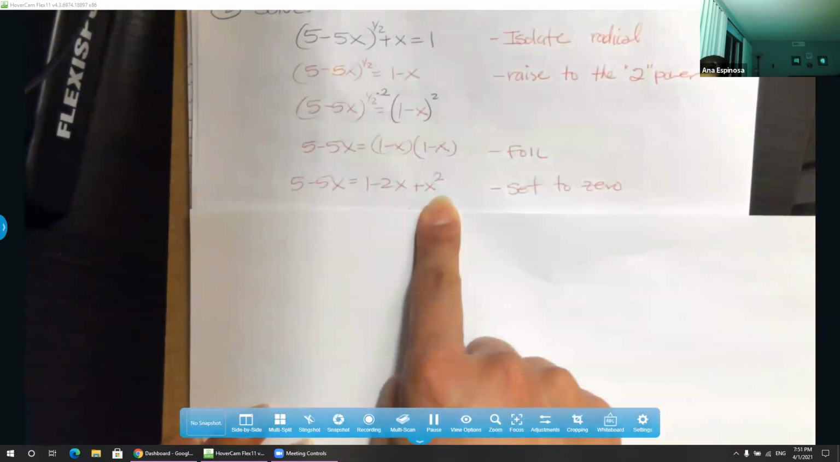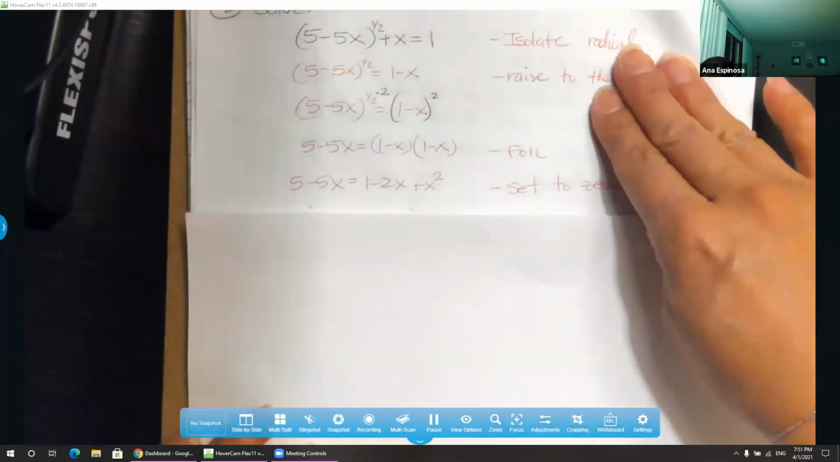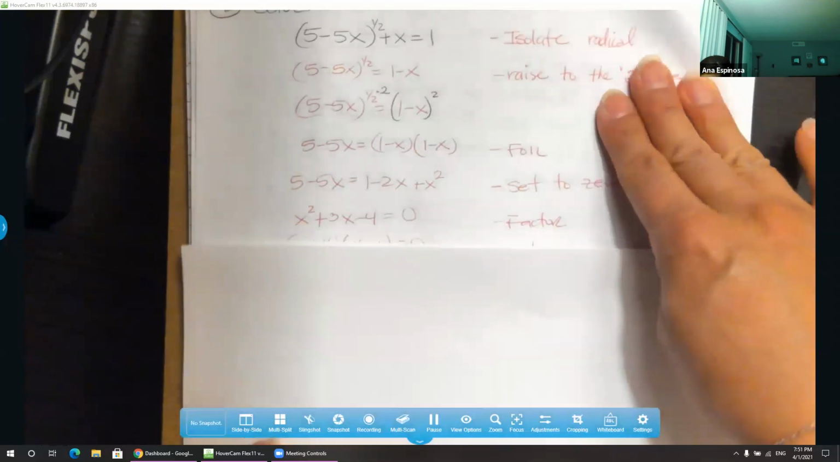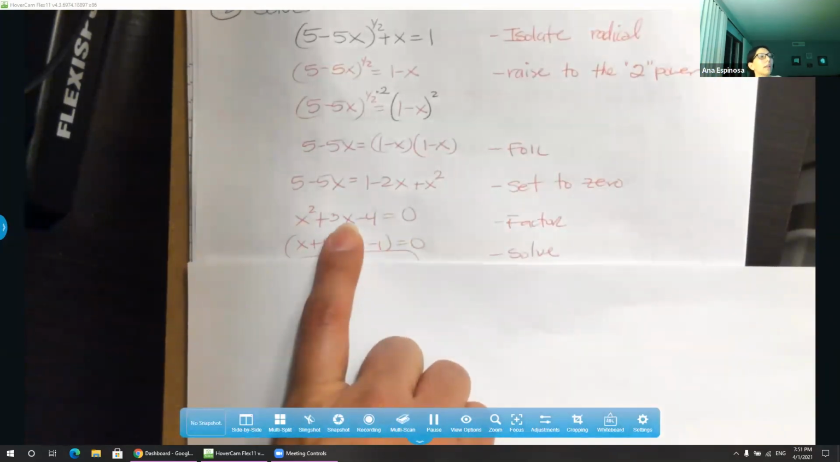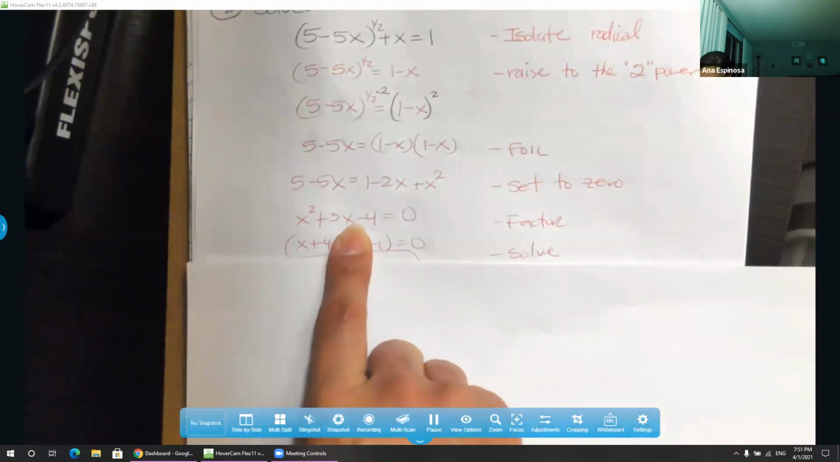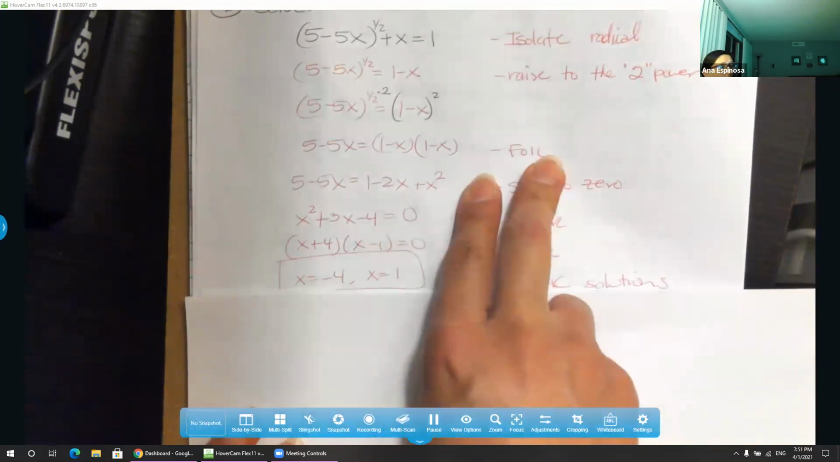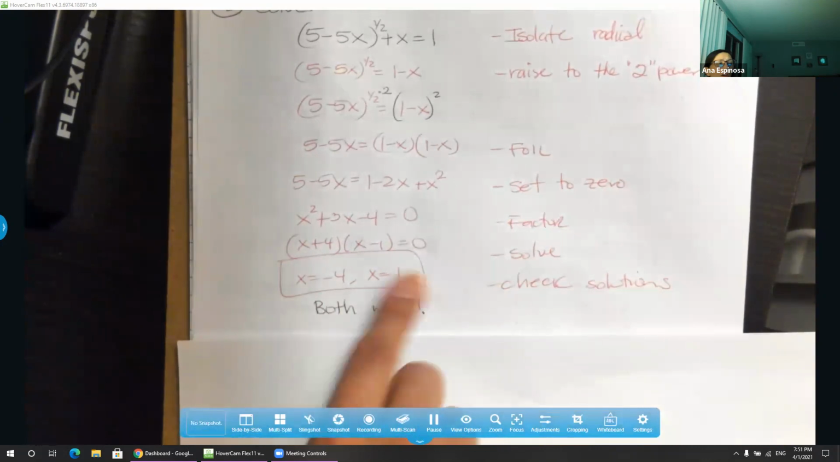I go ahead and I do the FOIL, and then I set it to 0 because I noticed it was a quadratic. I go ahead and I make it pretty, and then I factor. When you get to this point, these quadratics will be very easy to factor, okay? Because you already did a lot of the work. You then get your answers and you check your solutions. So make sure that you check. I didn't cross anything off because they both work.